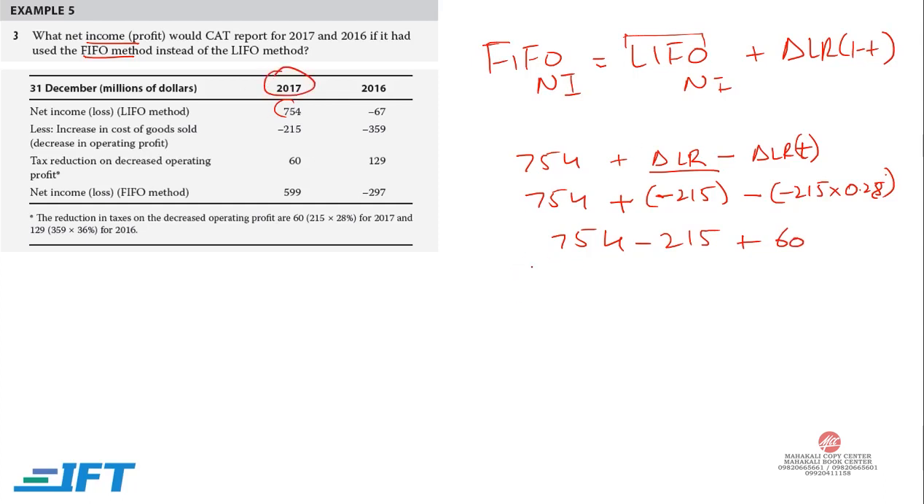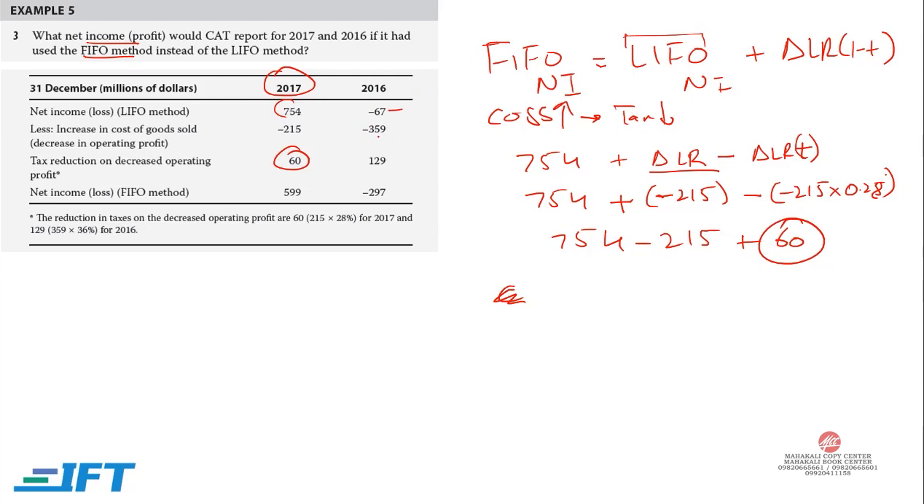Now in this case, under FIFO, cost of goods sold is higher. If cost of goods sold is higher, there will be a tax advantage, and our taxes would go down. How much would our taxes go down? That is your 60. In 2016, the same case, net income is minus 67.